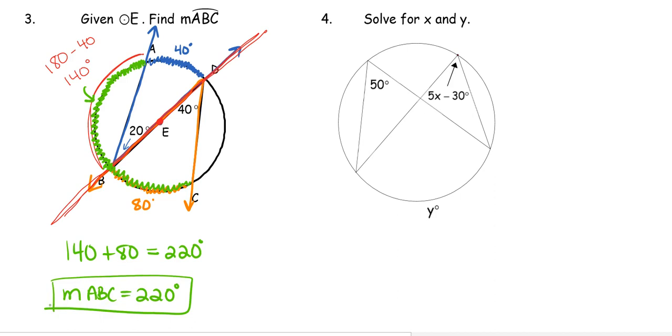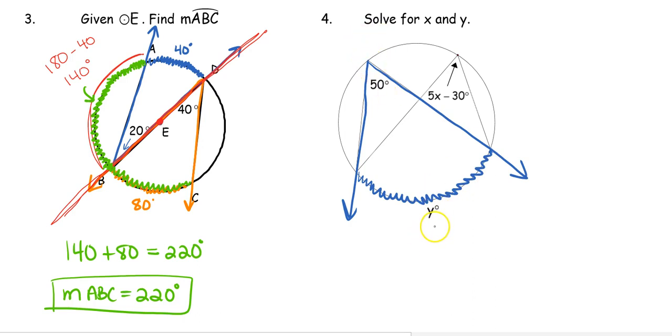All right, our next one we want to solve for x and y. So I start the same way. I see this 50-degree angle. I trace the rays that are forming that angle to find the intercepted arc. Here is the intercepted arc, and that's not bad. So that's what I'm solving for.